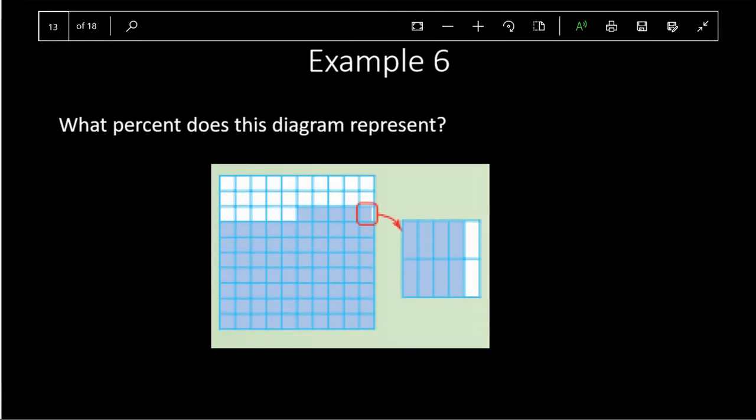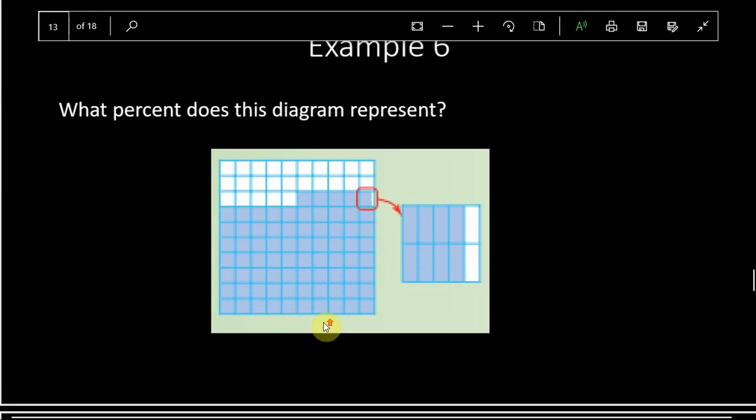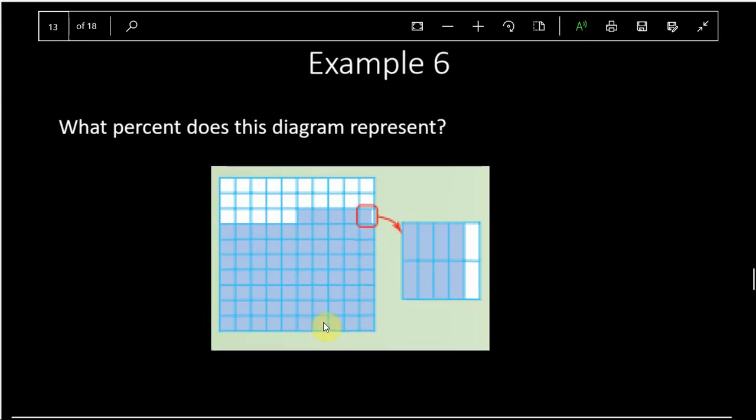Okay, example number 6. What percent does this diagram represent? I'm going to give you 15 seconds. Pause if you need more time. Answer the question. What percent does this diagram represent?